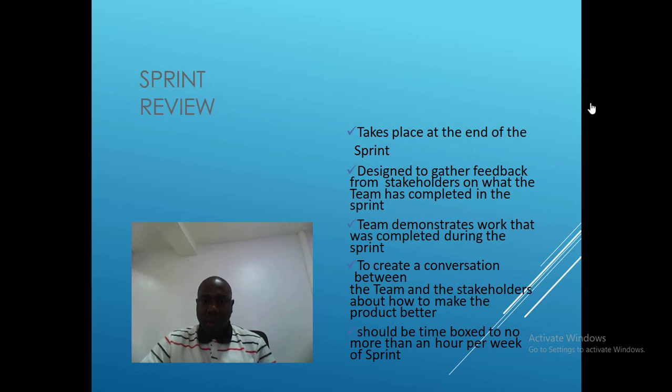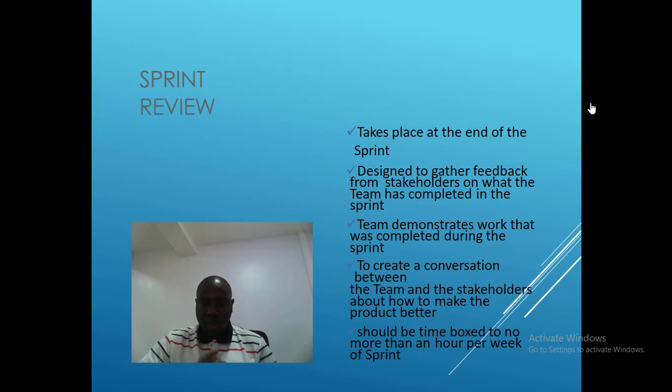So sprint review takes place at the end of the sprint. It is designed to gather feedback from stakeholders on what the team has completed in the sprint. The team demonstrates work that was completed during the sprint, to create a conversation between the team and the stakeholders about how to make the project better, for the product to be better. It should be time boxed, but no more than 1 hour per week of sprint.